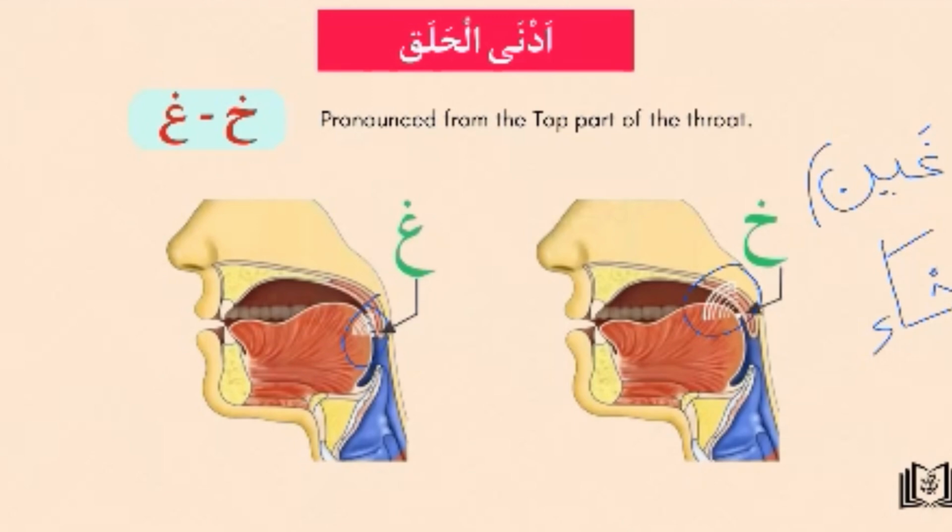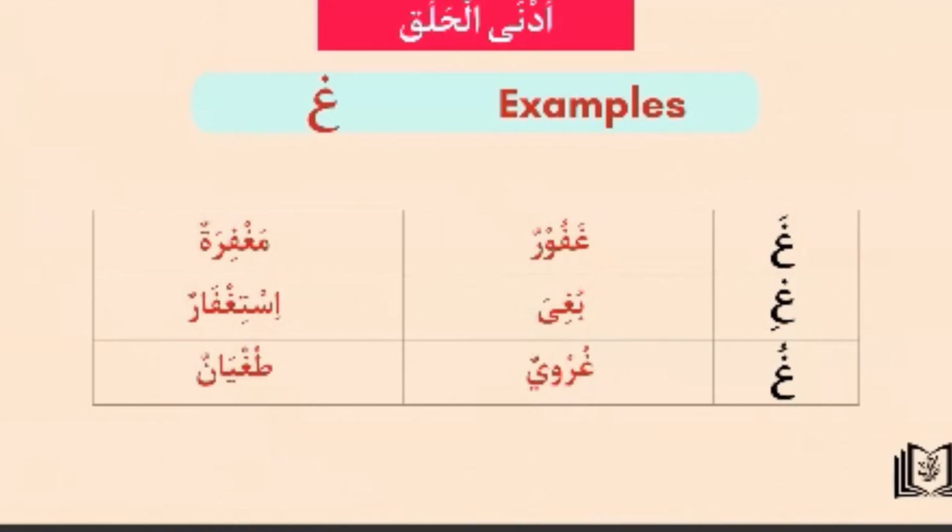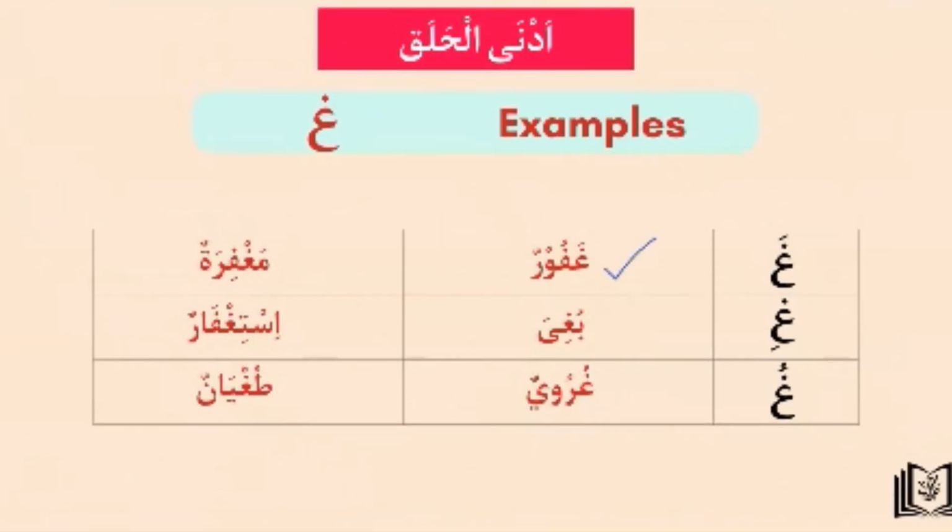Next, let us see the examples for Adnal Halaq alphabet Ghain. Ghafurun. Ghain is read from Adnal Halaq, the top part. So you should not read it as G. It is not G, it is Gha. Can you see the difference between G and Gha? Yes, there is a difference. Ghafurun.